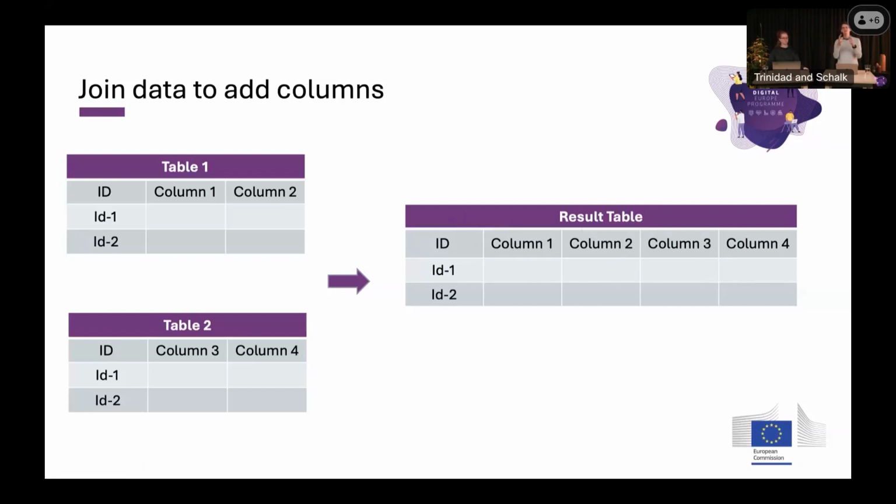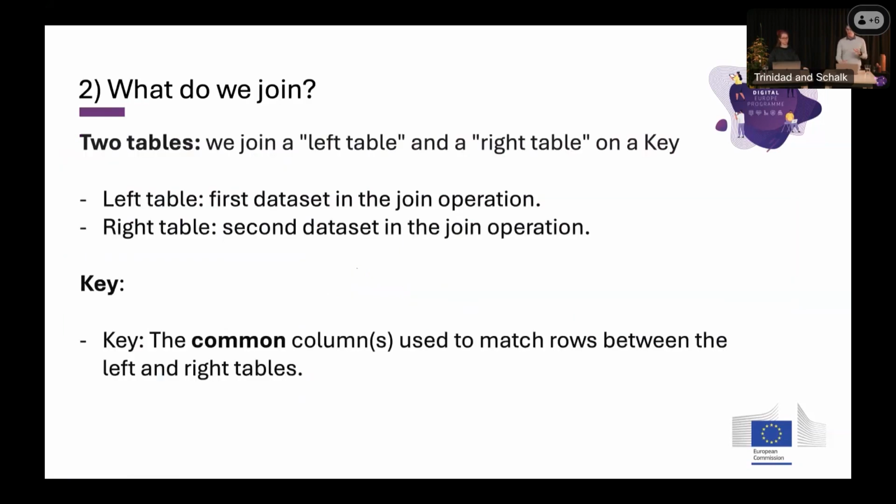That's the highest level basic concept of what joining is. Okay, let's go a step further. When we say we're joining, what exactly are we joining? So we're joining two tables, and we call them the left table and the right table. And they both share this common category, and we call it the key. So they share a key.